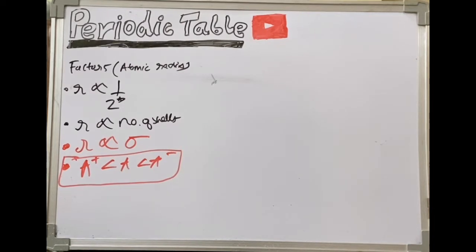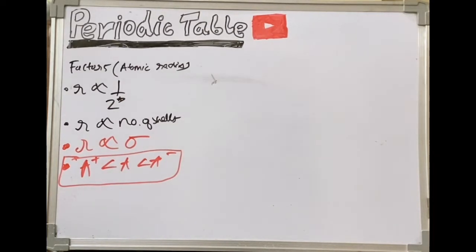Now we have discussed that across a period the radius generally decreases, and down a group it generally increases, except for the noble gas element, which has the highest atomic radius in the given period. Down a group it increases because the number of shells increases and the effective nuclear charge is almost constant.